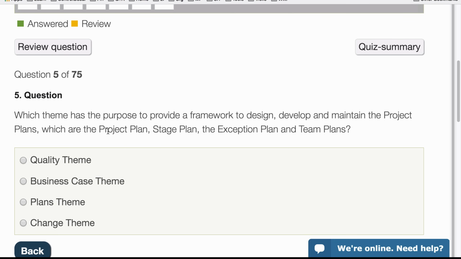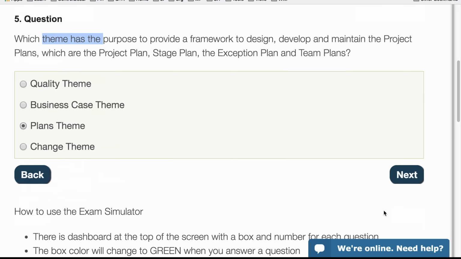Which team has the purpose to provide a framework to design, maintain, and the project plans, which are the project plan, stage plan, exception plan, and so on. So which team? That's quite easy, because we're talking about the plans here, and we're talking about the team that has a purpose, and that's the plans team.